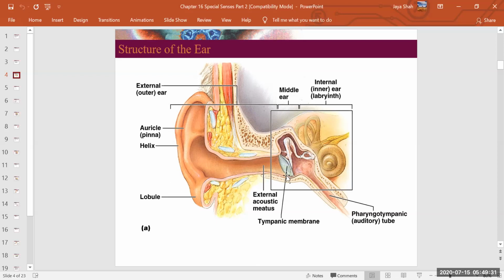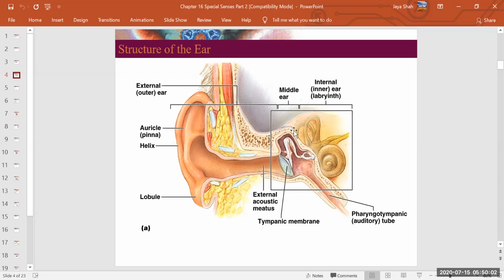Now there is a boundary between the external and middle ear cavity that is called the tympanic membrane, or we call it the eardrum. After the eardrum, there is the cavity in the temporal bone. The roof of the temporal bone is the roof of the middle ear cavity, which is also called the tympanic cavity sometimes. So it's the tympanic membrane, and this cavity is called the tympanic cavity.